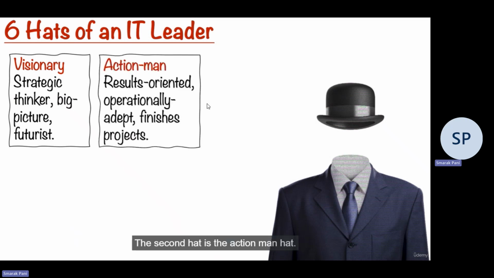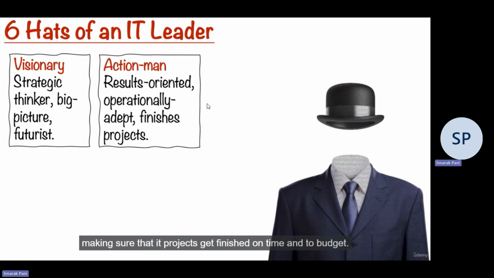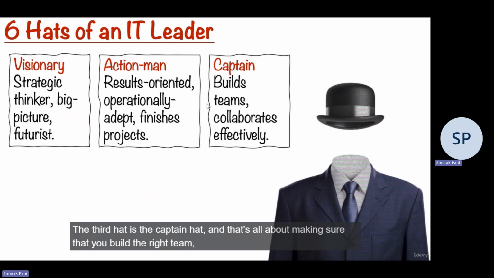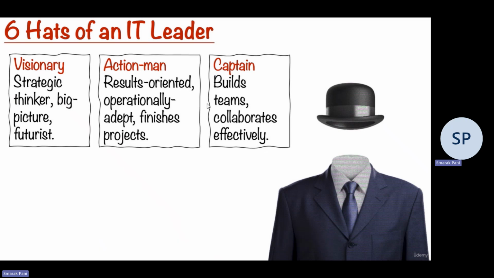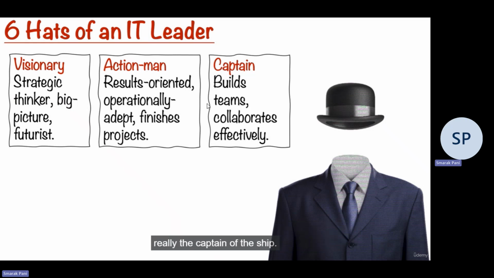The second hat is the action man hat. And that's all about getting results, making sure that IT delivers, making sure that IT runs smoothly, making sure that IT projects get finished on time and to budget. So this is getting results. The third hat is the captain hat. And that's all about making sure that you build the right team, you build the right set of people, you get them aboard. You also collaborate effectively with your peers and with business stakeholders and with external providers, really the captain of the ship.